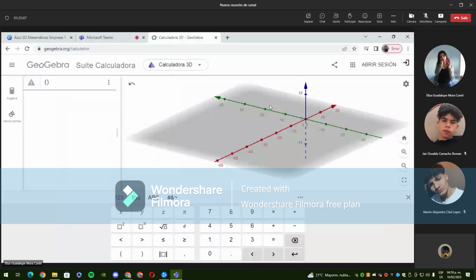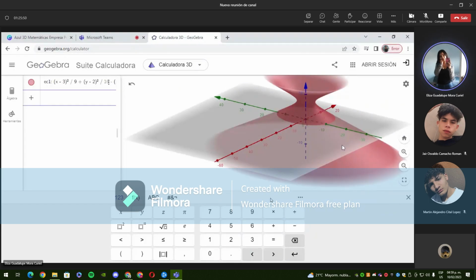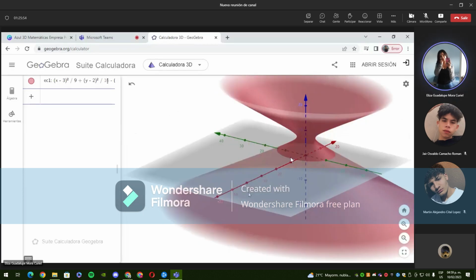That is (x + 3) squared over 9, plus (y + 4) squared over 16, plus (z + c) squared over 4, is equal to 1. Okay, here we have the hyperboloid.